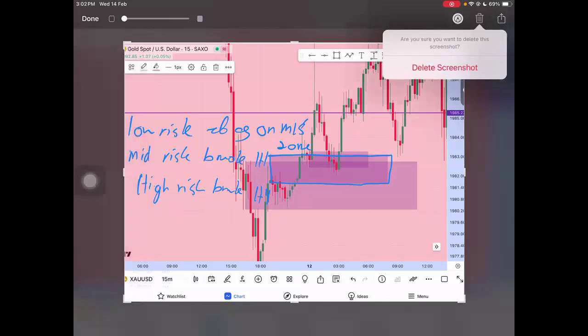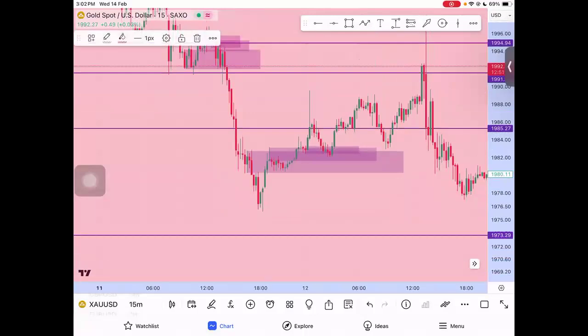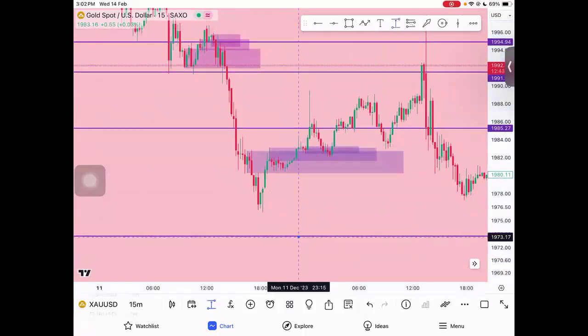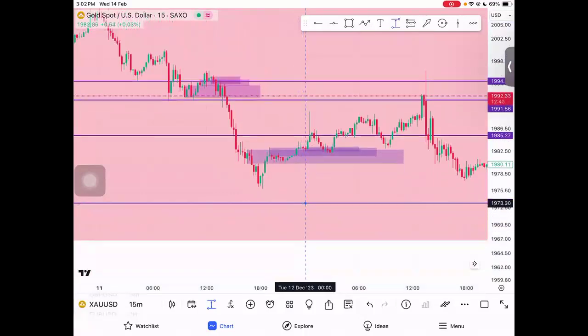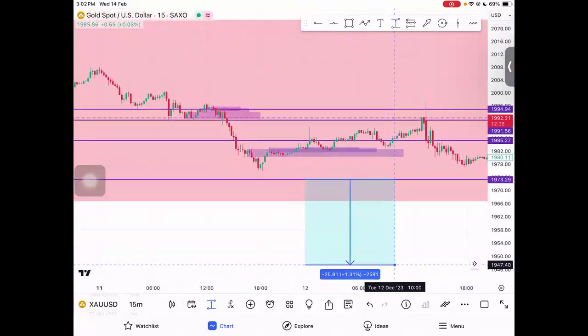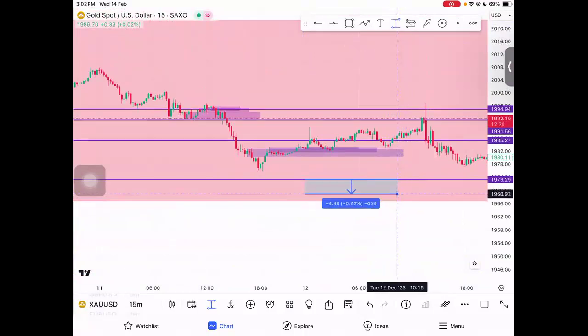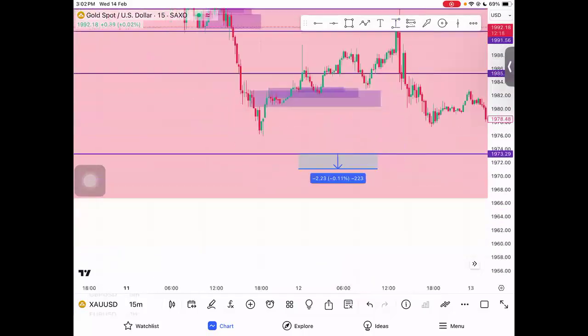Yes, correct. Why would that be high risk, if you don't mind me asking? Because it will be a big stop. Let's say you put 30 pips from your H4 zone.